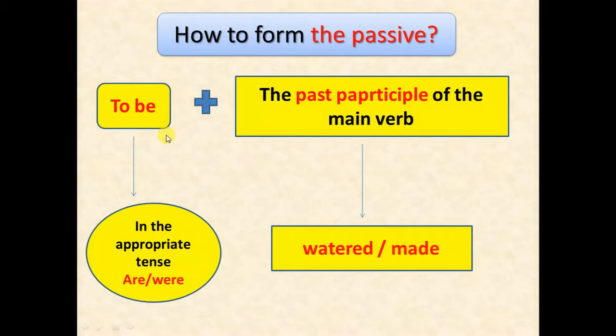We need the verb to be in its appropriate tense, in this case present tense and past tense, because we are going to work on these 2 tenses only. And then after the verb to be, which for example is are in the present simple, we add the past participle of the main verb, which can be regular, like this, watered, for example, or irregular, like made, for example.